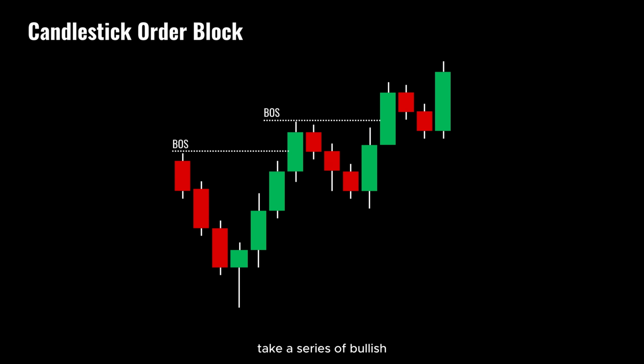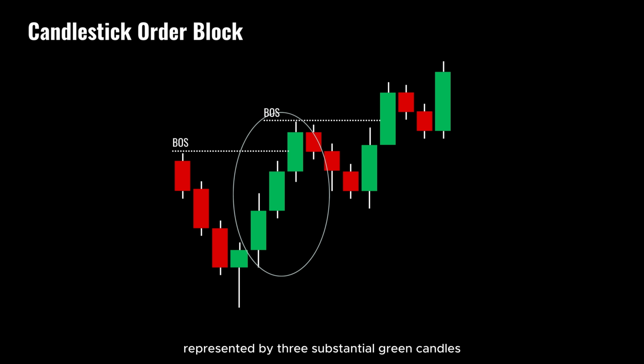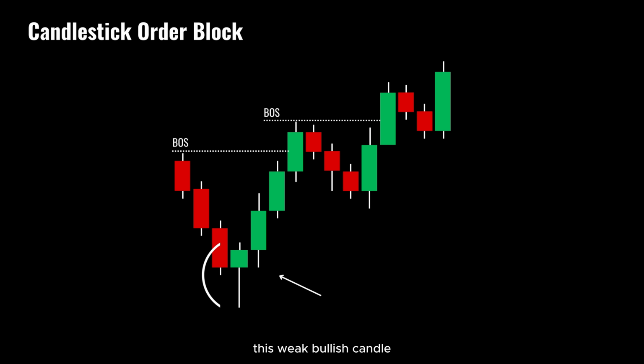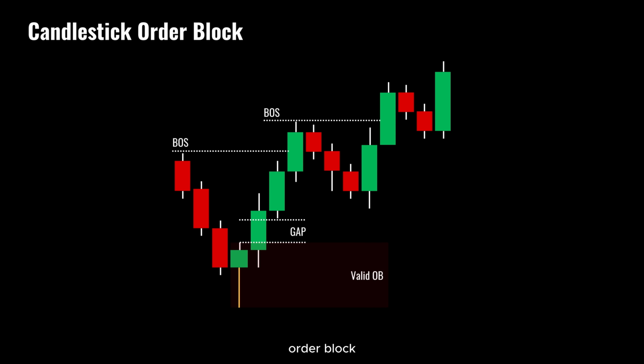Take a series of bullish candles as an illustration. Initially, the market momentum was bearish until a weak bullish candle emerged, signaling a shift just before a compelling upward movement represented by three substantial green candles. This weak bullish candle not only reached its lowest point, but also effectively swept the liquidity below the previous candle. Examining a specific three-candle sequence, we discern a crucial gap between the candles, indicating an imbalance essential for validating an order block. Meeting the criteria, this candle stands as a valid order block.